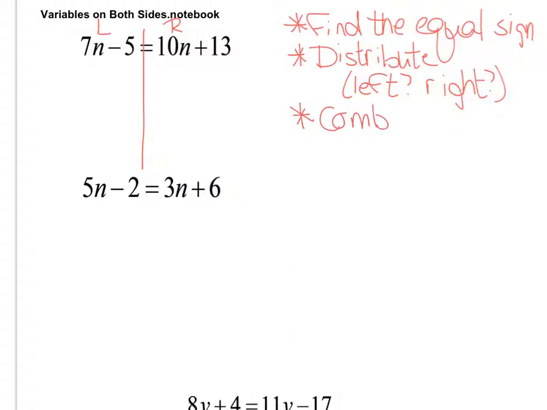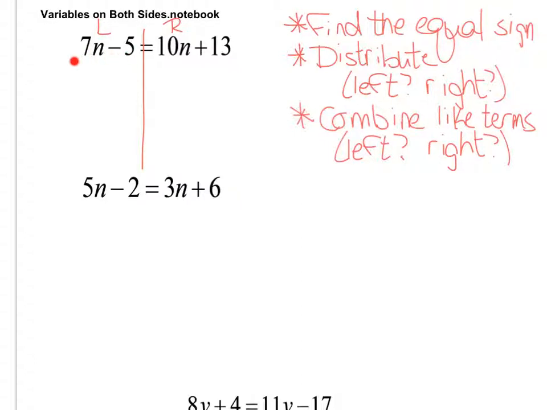All right, after we distribute, what do we look for next? Can we combine anything? Now, here's where we're going to tend to make the mistakes. In order to combine like terms, they have to be on the same side of the equal sign. So we're just going to check the left side and the right side. Okay? So when I look at the left side here, can I combine anything on the left? No, those are not like terms. Can I combine anything on the right? No, those are not like terms.